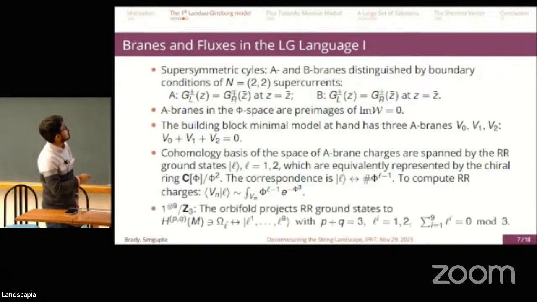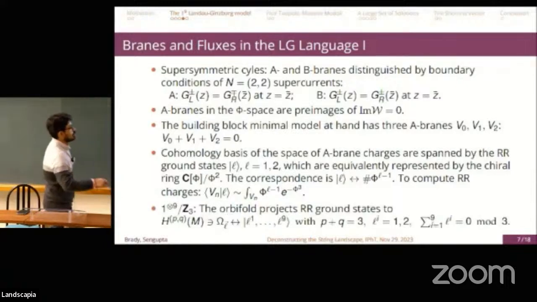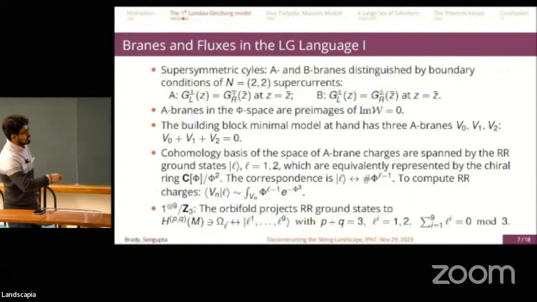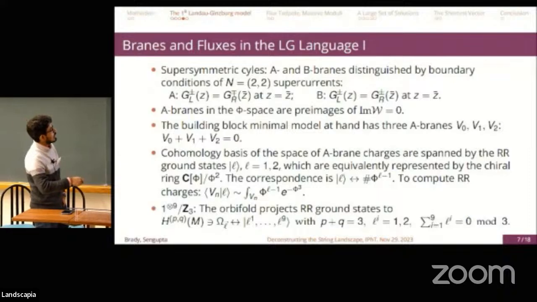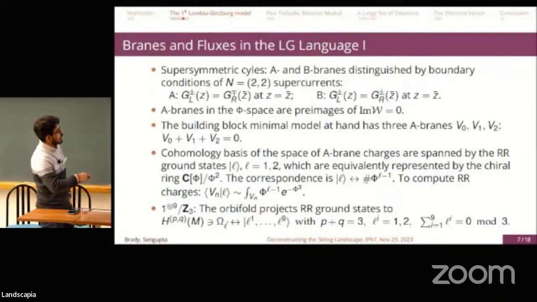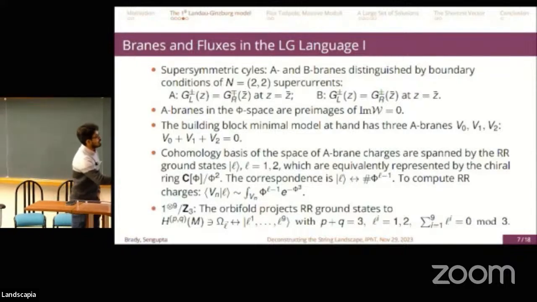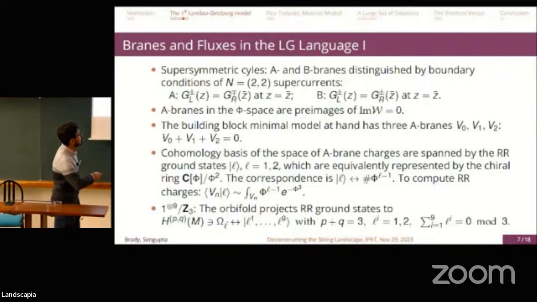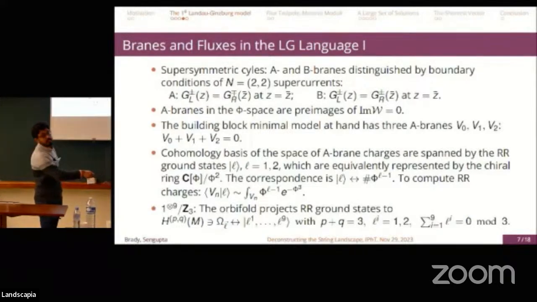And when you have 9 of these models tensored together, your RR ground states would be a tensor product of 9 states of this kind, and then you have to see how many of those survive this Z3 orbifolding and so on. Without going into more details, I'll simply state the result that the Hodge numbers for P plus Q equal to 3 are given by ground states of this kind with this condition imposed, where the sum of the Li's has to be 0 mod 3.